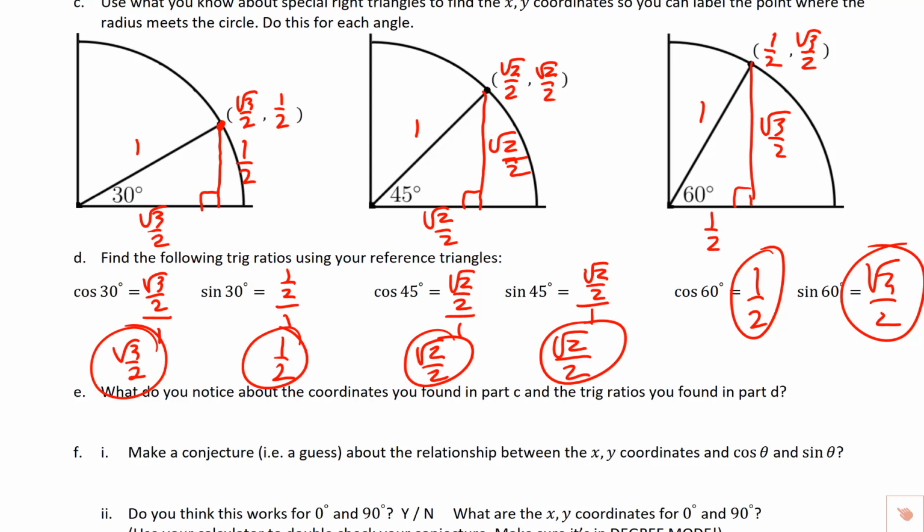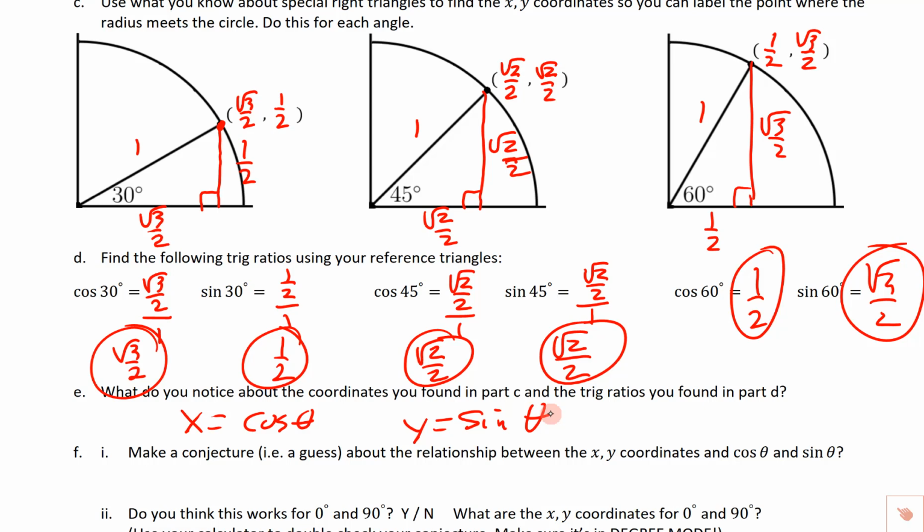Colson. Here, hold on. Let me restate the question so everybody's clear on what we're doing. The question is, do you notice anything about the xy coordinates up here and the answers that we got right here? Go ahead. The x-coordinate is the same as the cosine, and the y-coordinate is the same as the sine. Okay, that's the conjecture. That's the guess. Okay?